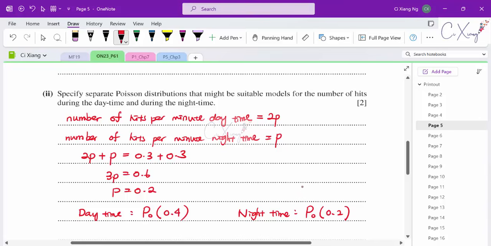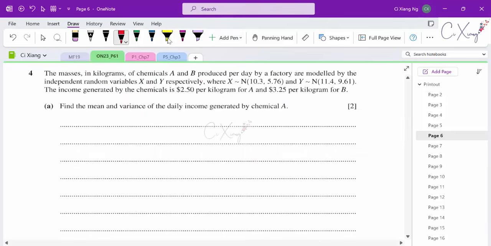How do we solve this question? Okay, so now we are at question number 4. We have the mass in kilogram for chemical A and B produced per day by a factory. They put it as Y and also X, where X is A. They are both normally distributed. Then if you want to calculate the income, the income generated by the chemical is 2.5 per kilogram for A and also 3.25 per kilogram for B.